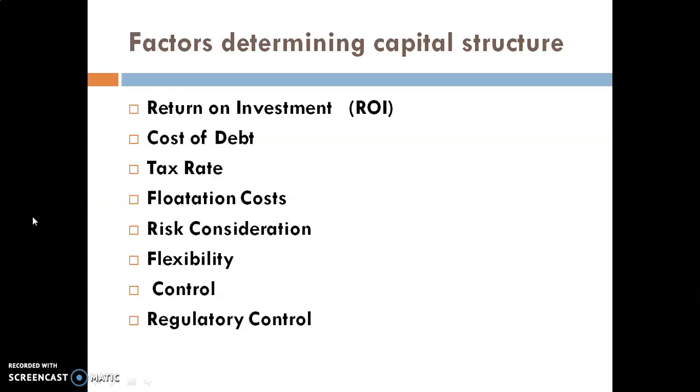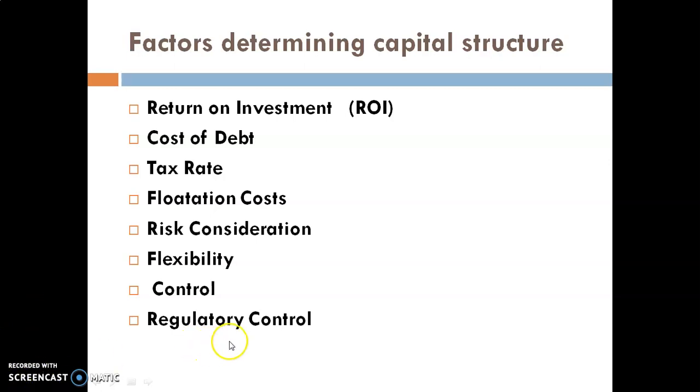Next point we have control. Does the company want to dilute the control or not? What are their management policies? If the company's management policies are such that they want to retain the voting power in their hands, then the company's capital structure should include debenture holders. Otherwise it should go for equity shares.